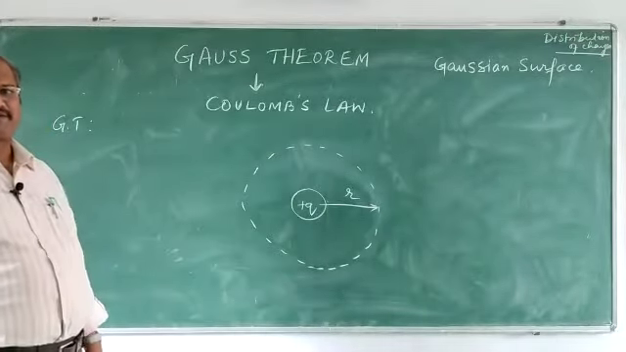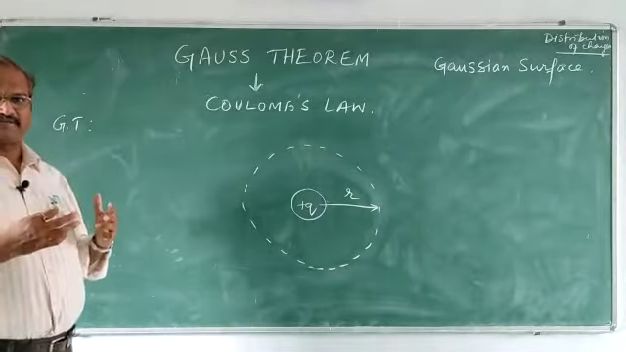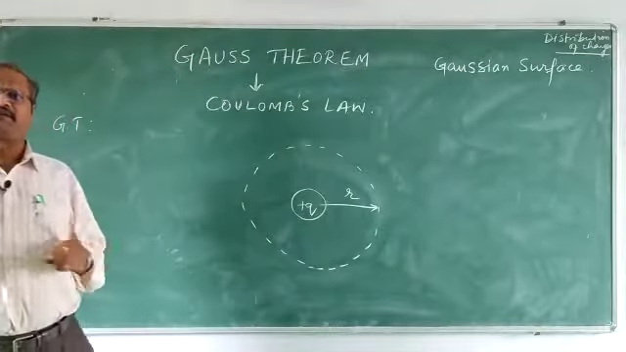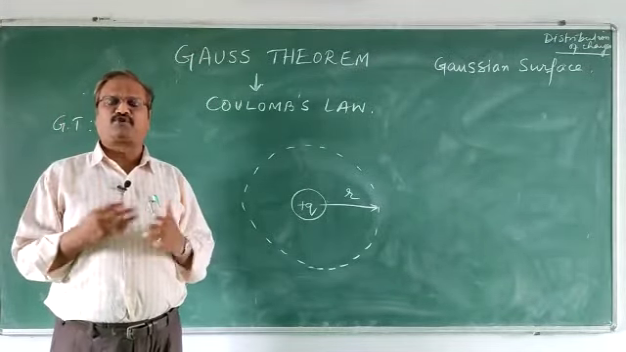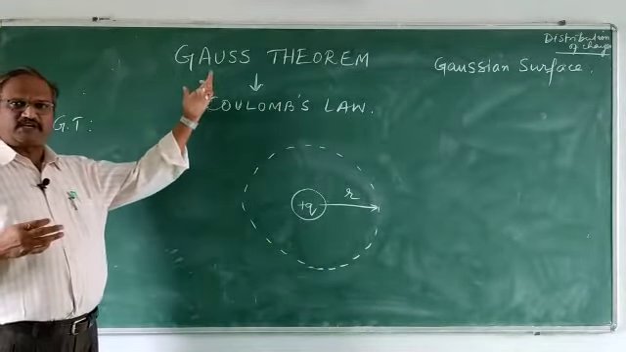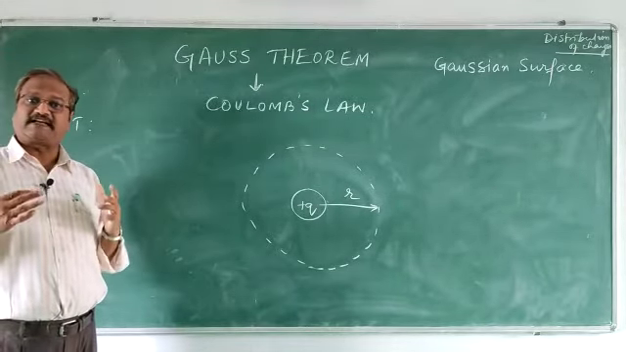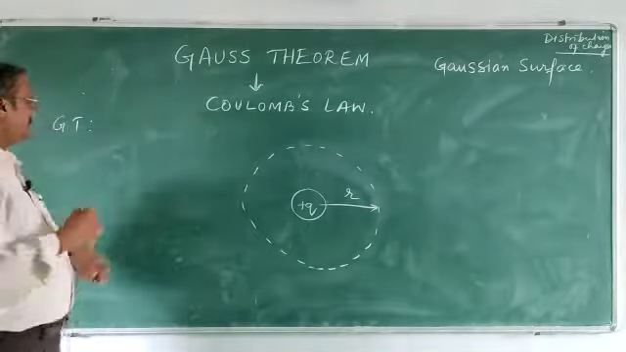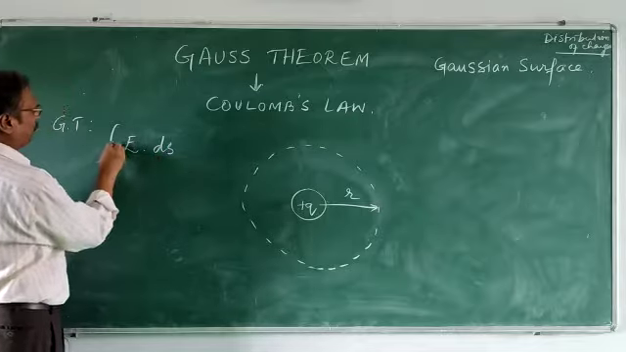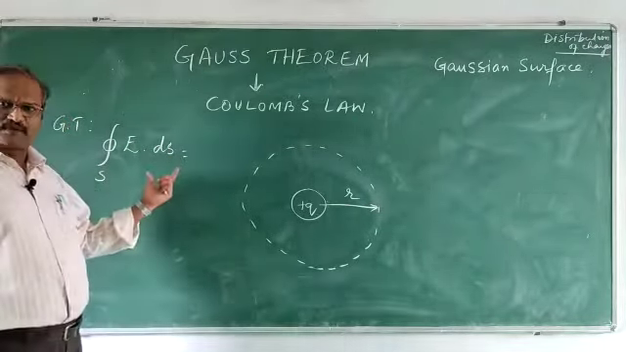Good morning, students. In today's video, we will study Gauss Theorem, and from Gauss Theorem, we will derive Coulomb's law. What is the connection between Gauss Theorem and Coulomb's law is going to be our study. Now, in the previous video, we studied Gauss Theorem. Gauss Theorem talks about the surface integral of electric field, that is integral E ds over a given surface, is equal to, what is the surface integral equal to?